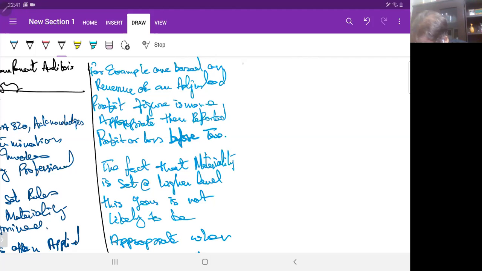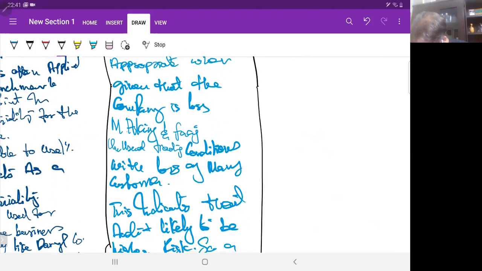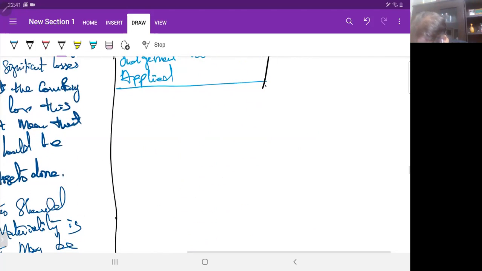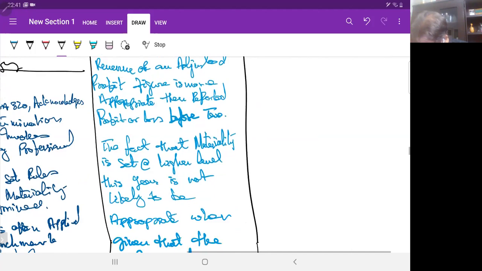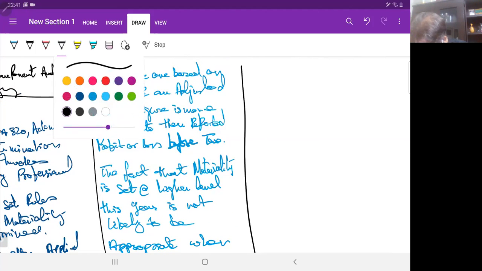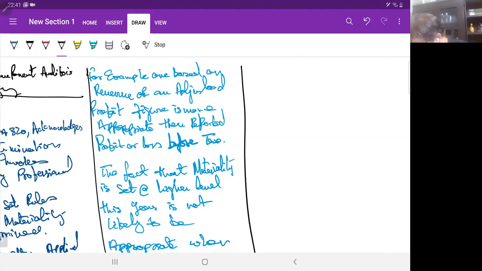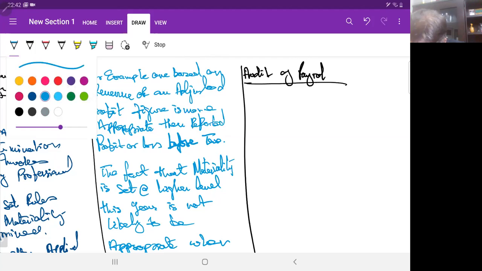So for this part of the question, now let us draft our answer. Audit of payroll is my heading. So far, I have scored 3 marks. Now, 1 mark per relevant discussion.